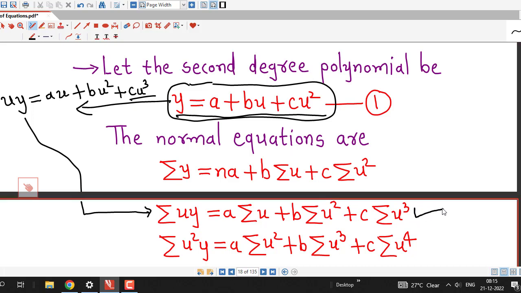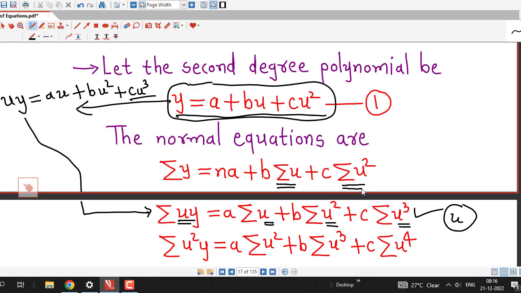And for third normal equation, I multiply each of these quantities by u and I write down third normal equation, sigma u square y equal to a times sigma u square, b times sigma u cube, and c times sigma u raised to 4.